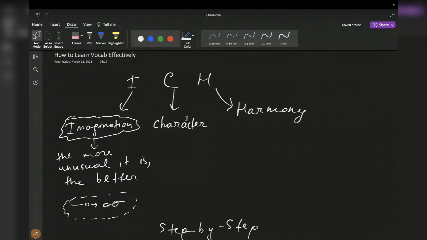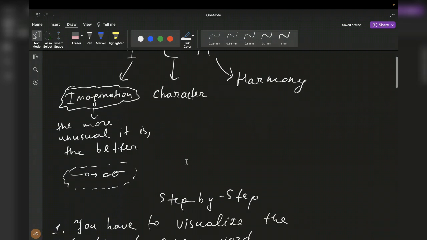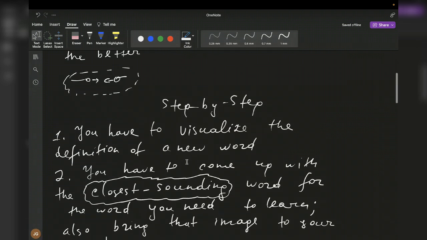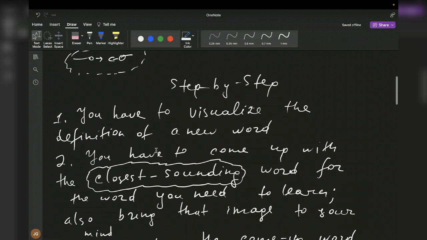And C stands for character, as I said, and H stands for harmony. Let's talk about it in a practical way. So whenever you see a new word, whenever you need to learn a new word, you have to visualize. The first step is you have to visualize the definition of the new word. In other words, you have to come up with a good, physical, unusual image of the word that you want to learn.